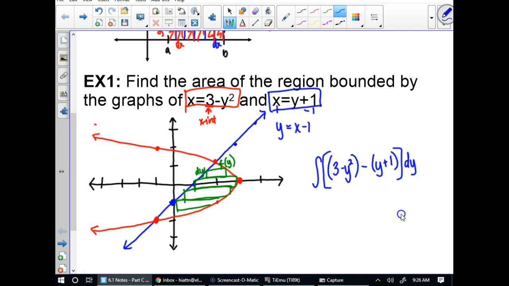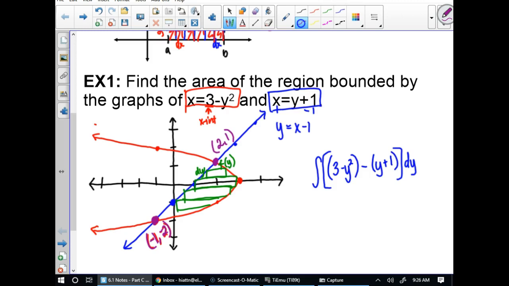Now here's one more thing that's a little bit tricky about these. Whenever you integrate here, your limits of integration, since everything's in terms of y, come from your y-axis, not your x-axis. So this point right here is your lowest point. It is at negative 1, negative 2. Then this point right here is your highest point, and it is at 2, 1.